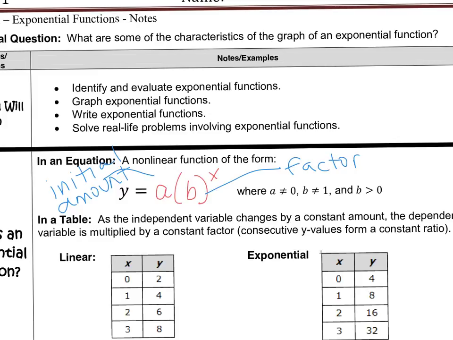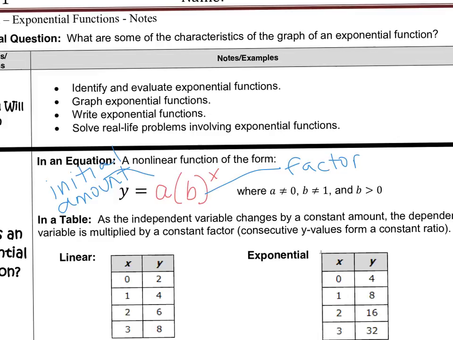Okay, so we have our initial amount and we have our factor. And then the other thing that you can always know that you're dealing with an exponential function is if it is raised to the exponent of x. That's always a big indicator of an exponential function.